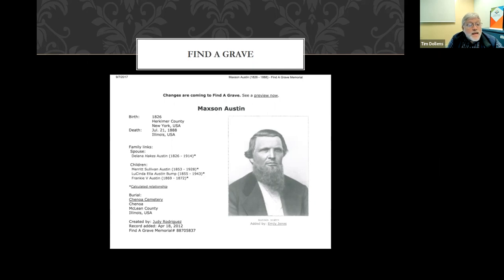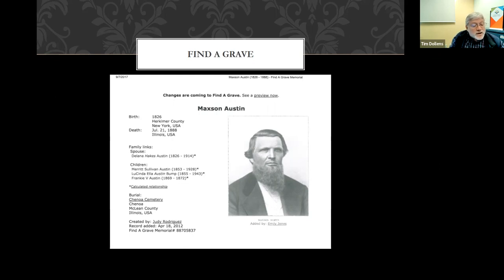But the cool thing about this Find a Grave page is that you can add stuff to it if you become a member, which is free. And at some point, this is actually an old slide from 3 or 4 years ago, so it looks a little different now. But the children now have the name of my ancestor, his daughter, Susan Austin Zook. But you see, there's three children listed, and there's actually 9 children that met, that husband and wife.